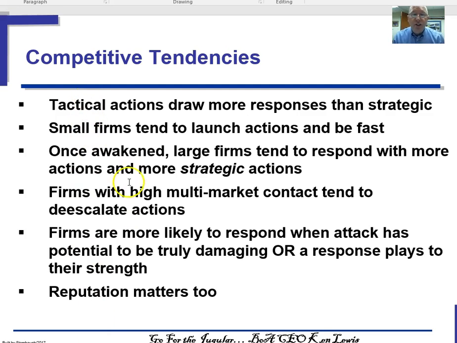Everything on this slide is true. There's one thing I want to clarify because I don't want you to miss an exam question. In general, when firms have a lot of multi-market contact, they tend to de-escalate their activities. In other words, they just don't tend to attack each other. That said, if they do attack each other, then they are likely to respond because they feel like they can't let you get away with it. It's not something they can afford to go unchecked, because then you'll just continue to do it in other markets.